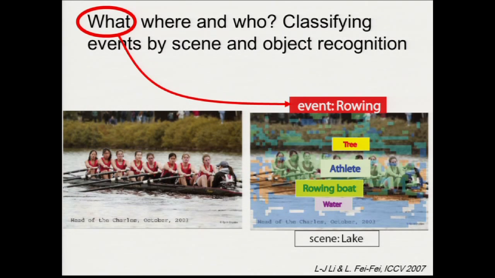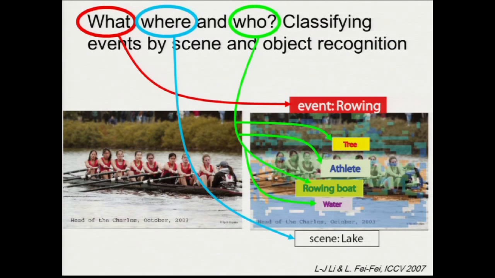The computer knows what the event is, it's a rowing event. Where it's taking place, the computer tells you it's a lake. And who are the objects involved in this picture, the computer labels: there are trees, athletes, rowing boat, and water. So this is automatically generated by our computer vision algorithm.